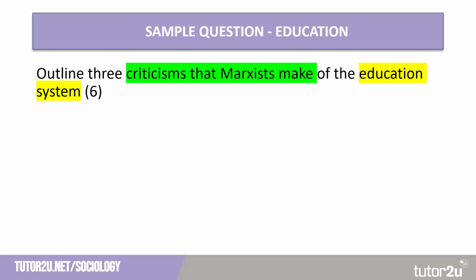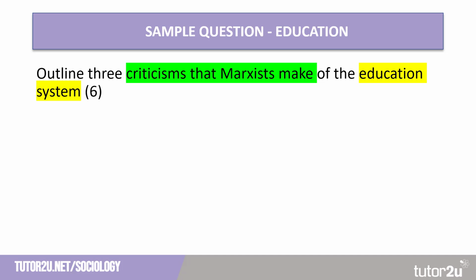Likewise, you could talk about 3 Marxist criticisms, but if they're not linked to the education system, for example, if you state that Marxists are critical of capitalism, it wouldn't be credited. We need to make the link between criticisms that Marxists make and the education system.